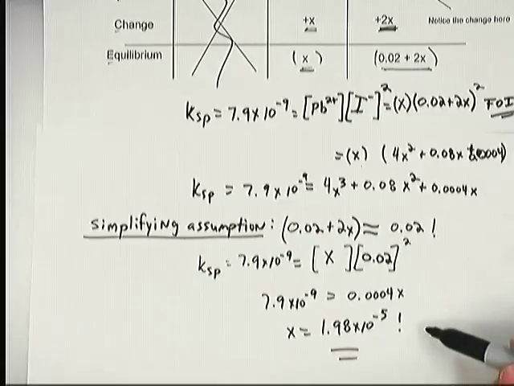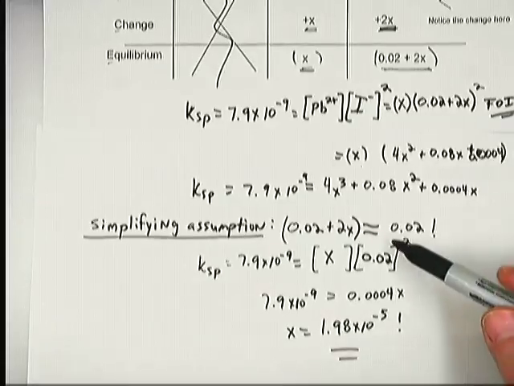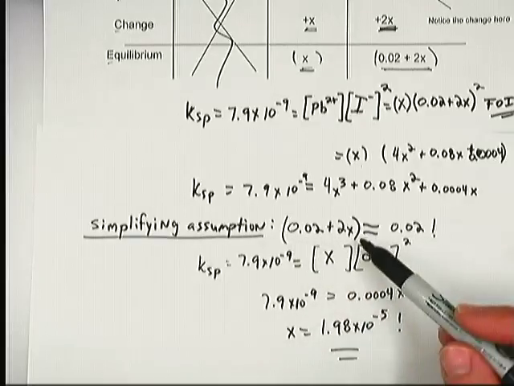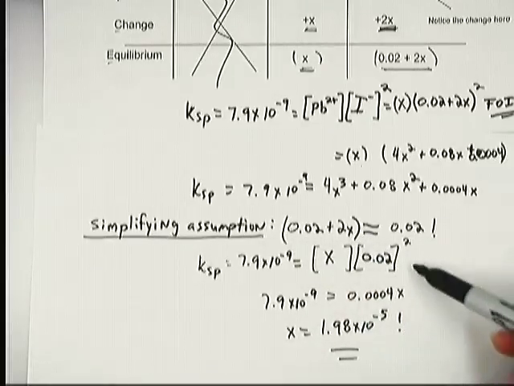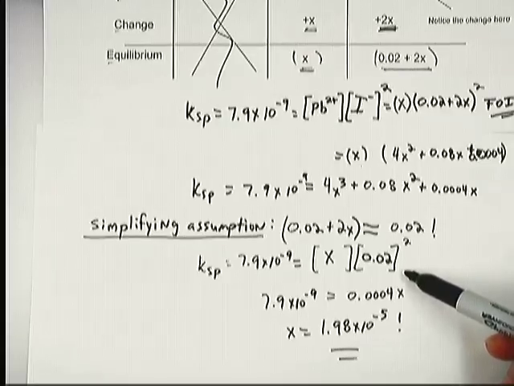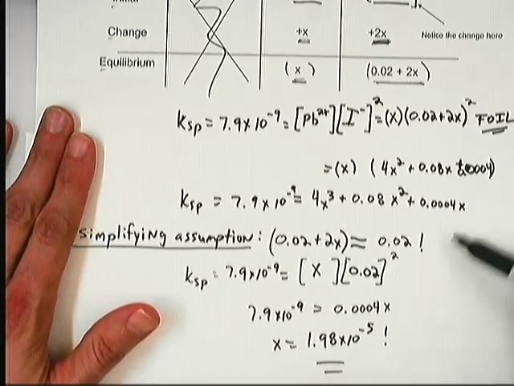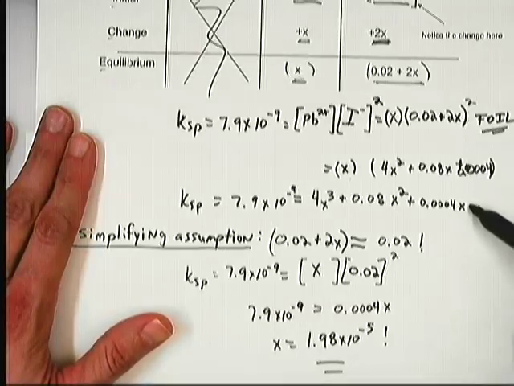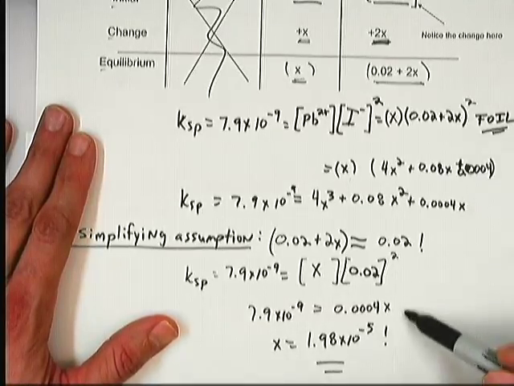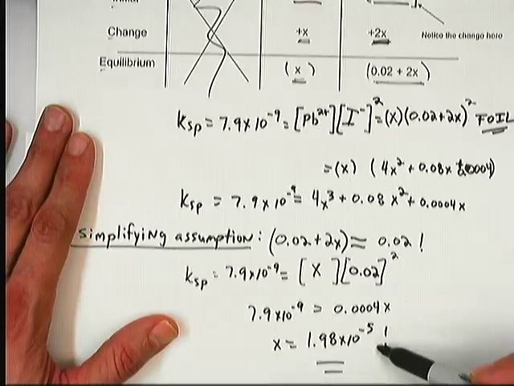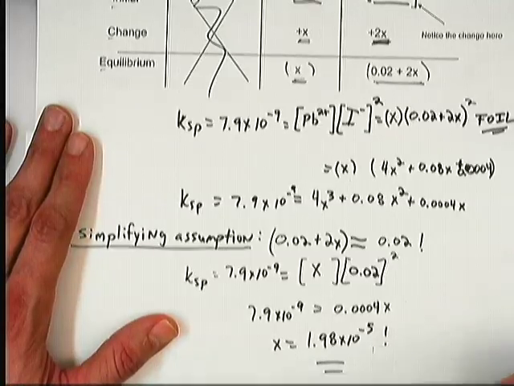So the beautiful thing here is, by making an assumption that 0.02 is approximately equal to 0.02 plus 2x, I have drastically simplified the mathematics that I need to carry out. Instead of going through the solution for this equation, I've simplified to this expression, which is easily solvable in a minute or less.